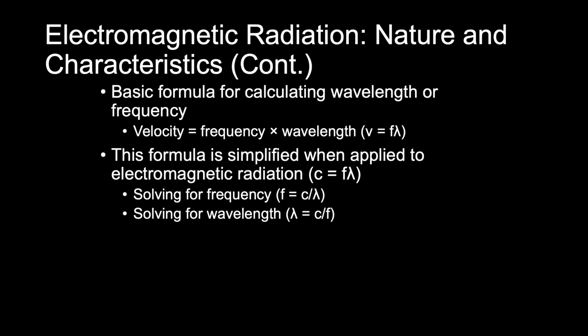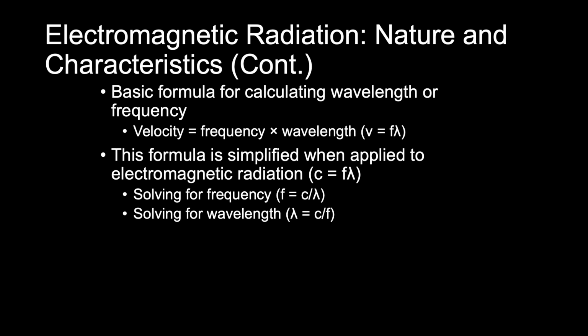The basic formula for calculating the wavelength or frequency is velocity equals frequency times wavelength. This formula is simplified when applied to electromagnetic radiation because the velocity of the spectrum is the same for all. So that's the easy part. We have the same velocity, so we don't have to worry about that portion of the formula. So we replace v with c, the constant symbol for the speed of light, and our formula becomes c equals frequency times wavelength.